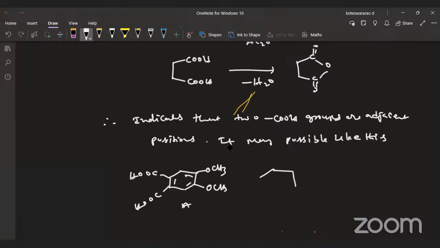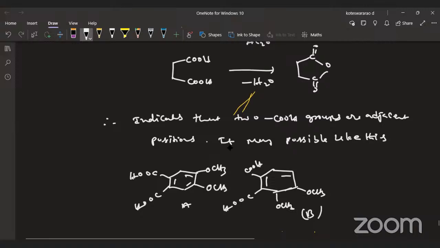And another possibility is the COOH groups like this, with OCH3, OCH3. This is the other structure. Suppose you take this position, it will give the same result; structure A and structure B. Right.